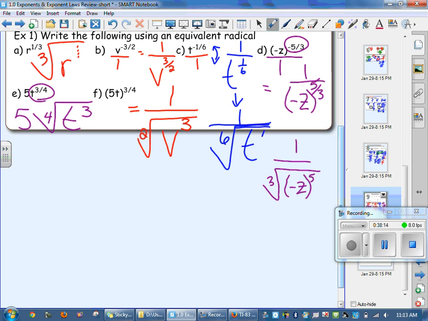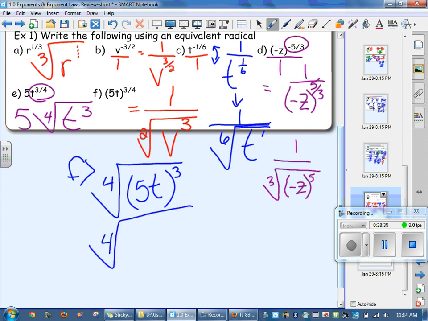You could take them out of brackets if the 5 and the T both had cube sign. So I could simplify it further and go 4th root of 5 cubed T cubed, which can go even further. You can solve the 5 cubed, which many will. So this 5 cubed underneath here now, our final answer would look like 4th root of 125 T cubed.